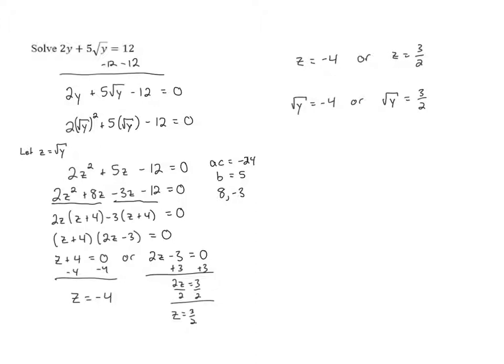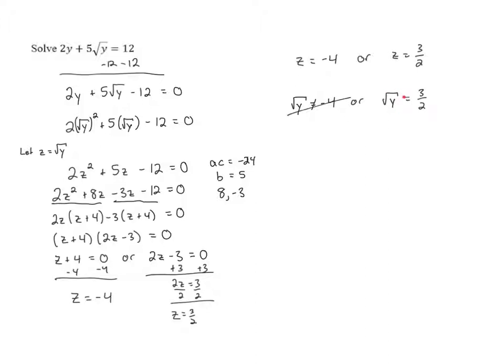Now if we look at this first equation, the square root of y equals negative 4, there is no solution to this equation. It is not possible to take the principal square root of something and end up with negative 4. This is impossible. It's not going to give us any solutions, and so we can throw that whole equation away.